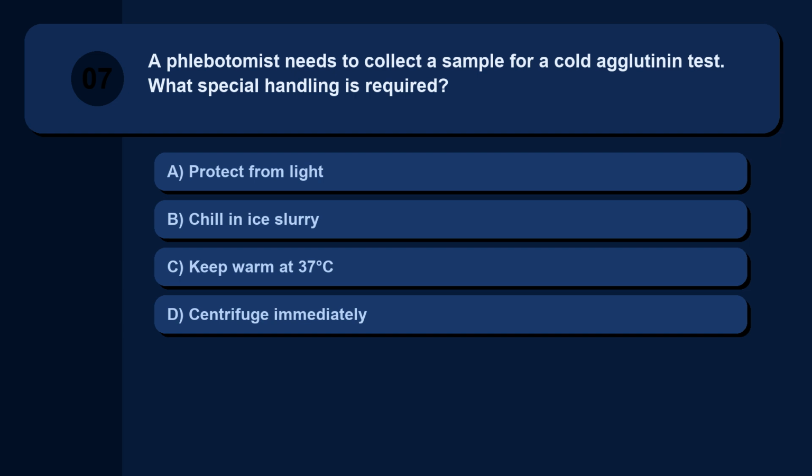Question 7. A phlebotomist needs to collect a sample for a cold agglutinin test. What special handling is required? Protect from light. Chill in ice slurry. Keep warm at 37 degrees Celsius. Centrifuge immediately.